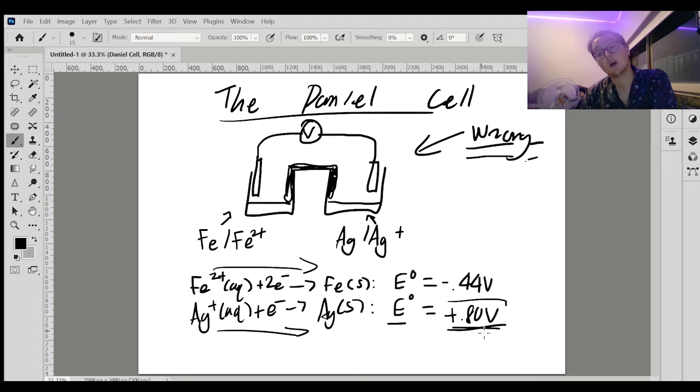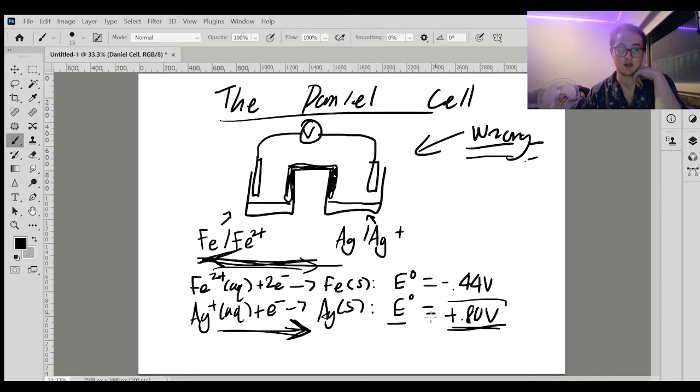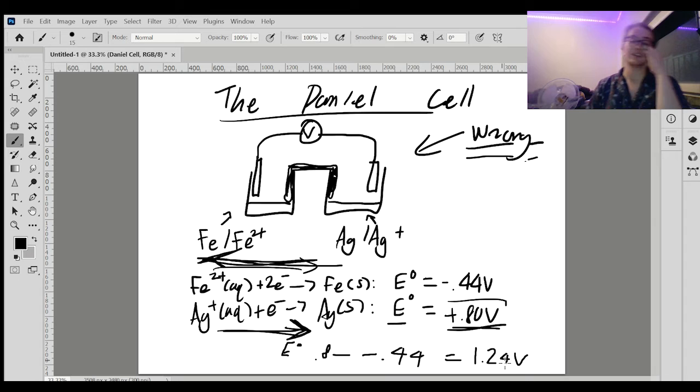We go the highest one minus the lowest one. The highest one is reduced, so this reaction occurs. The lower one is oxidized, so this reaction occurs. To find the overall potential difference, we do 0.8 minus 0.44. Gives us 1.24, unless I'm bad at addition, which is very much possible.